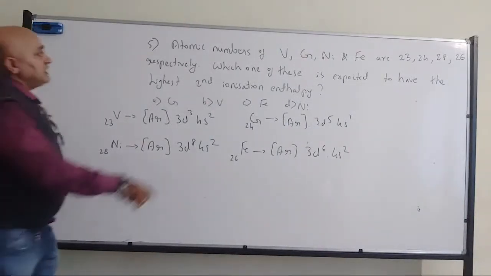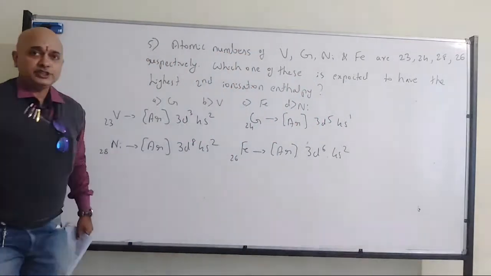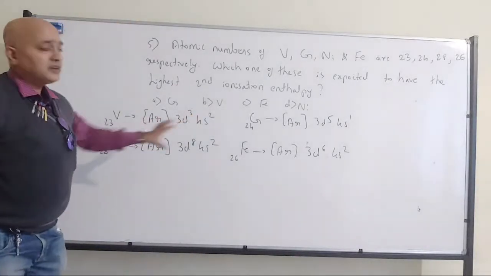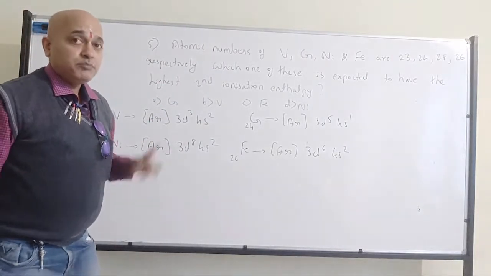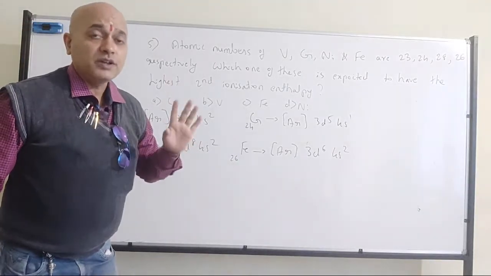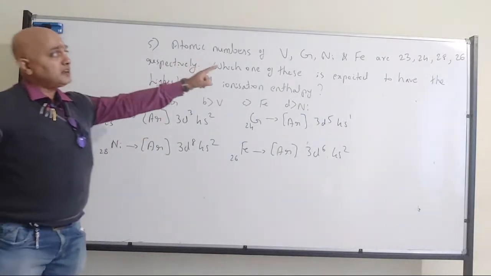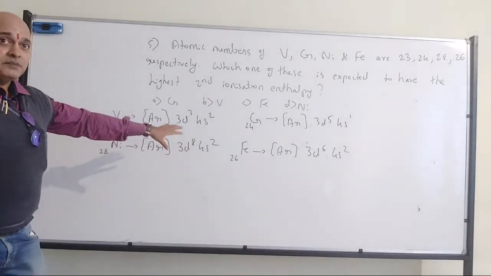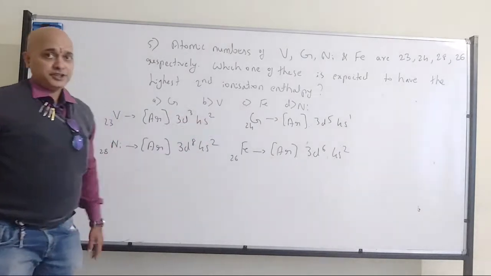Now they are asking which one of these is expected to have the highest second ionization enthalpy. To answer this question, first you should know the electronic configuration. Anyway, they have given the atomic number, but my suggestion is that at least up to 40, you should practice the atomic numbers with the elements. Even if they have not given the atomic number, you should be able to write the electronic configuration. But here they have given it, so this is where we have the electronic configuration.